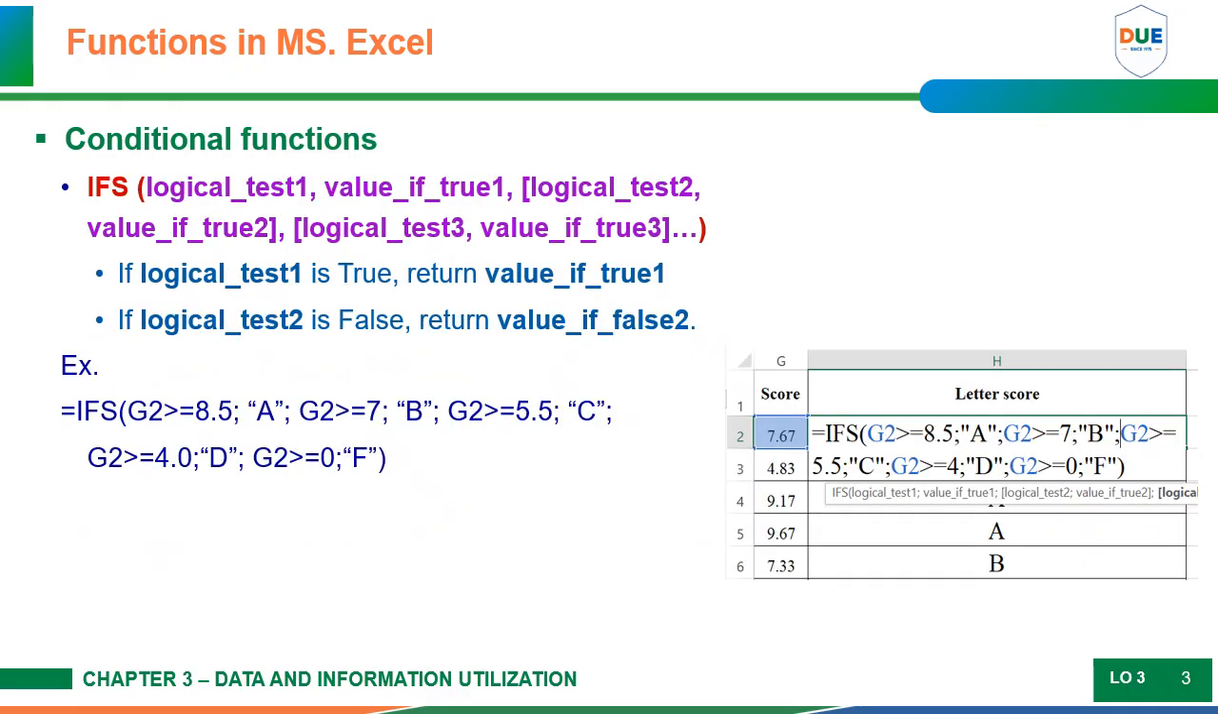The IFS function is used to replace multiple nested IF functions, making formulas easier to read and more concise. Example: IFS(G3>=8.5, "A", G3>=7, "B", G3>=5.5, "C", G3>=4, "D", G3>=0, "F"). Thus, the result is the same as nested IFs, but the formula is much easier to understand.